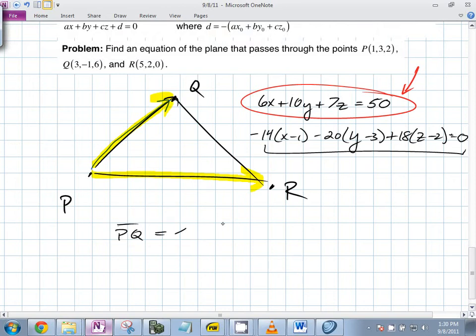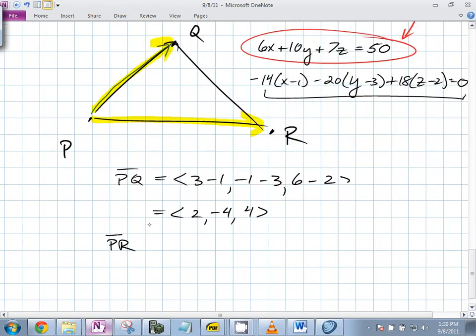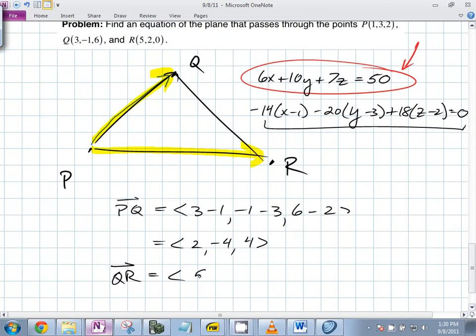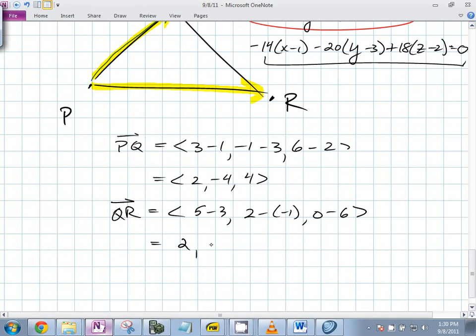P to Q is going to be 3 minus 1, comma, -1 minus 3, comma, 6 minus 2. So what's that equal? 2, -4, 4. Exactly. I did Q to R, but okay, we'll do Q to R. Looking at the points there, Q to R, we end up with 5 minus 3, 2 minus -1, and 0 minus 6. So you end up with 2, comma, 3, comma, -6. Is that what you got, Josh? Yes.